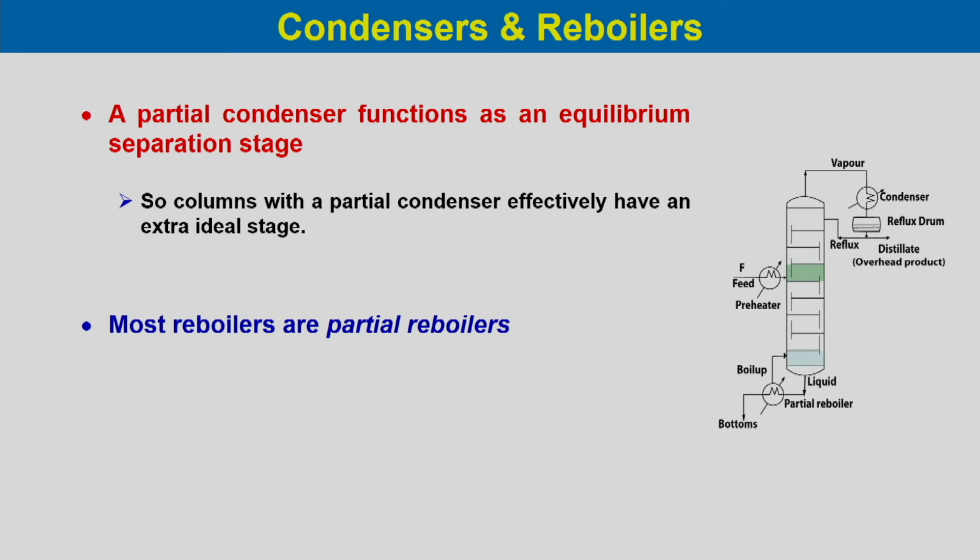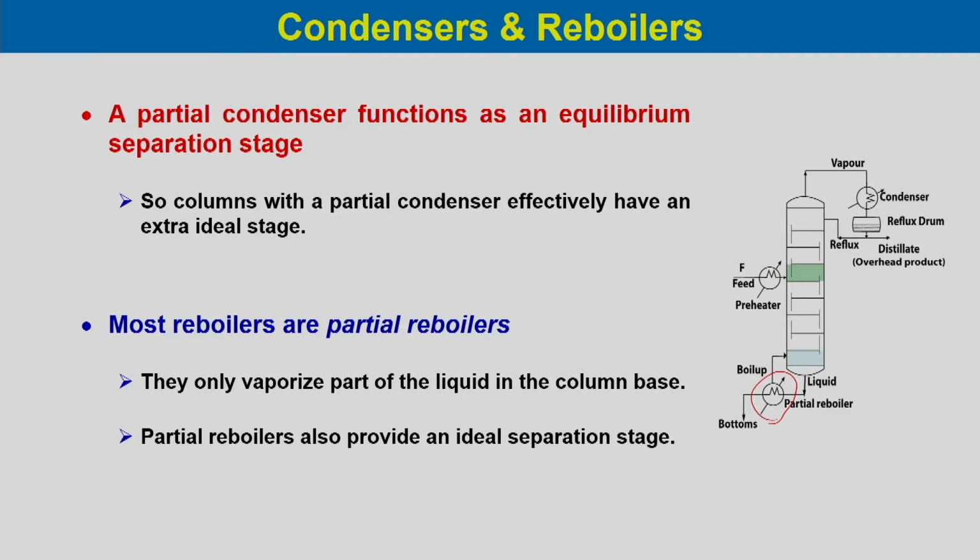Now, regarding reboilers, most reboilers are generally partial reboilers. They only vaporize part of the liquid in the column base. So, part of the liquid is vaporized and returned to the column, and the liquid is taken as a bottom product. Partial reboilers also provide an ideal separation stage. In the reboiler also there is intimate contact between the vapor phase and the liquid phase, so this is also considered to be one equilibrium stage or ideal stage.